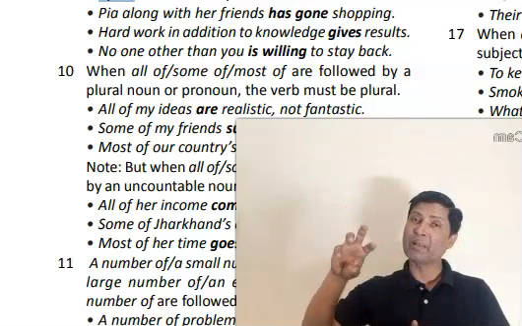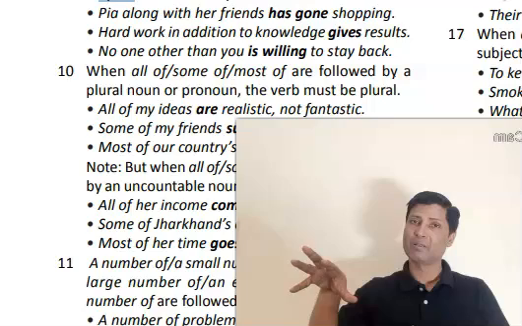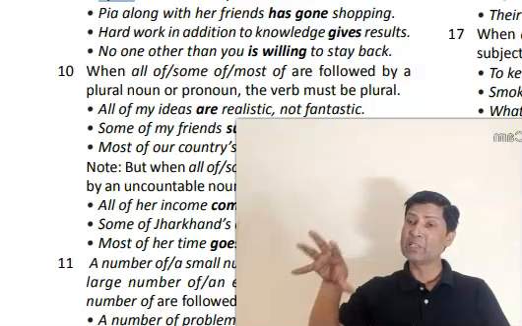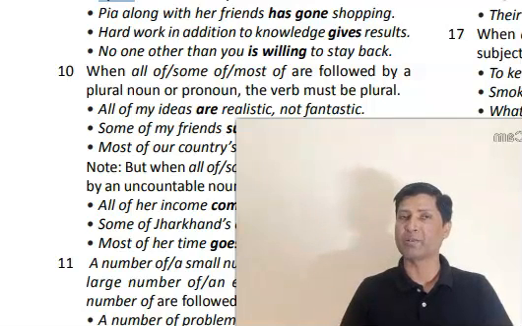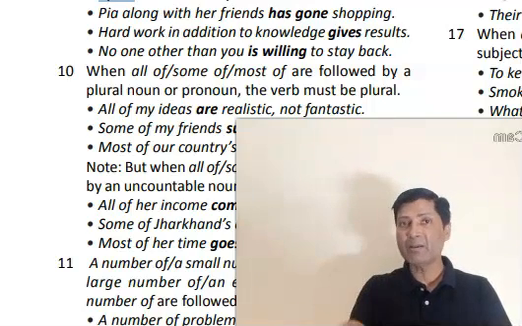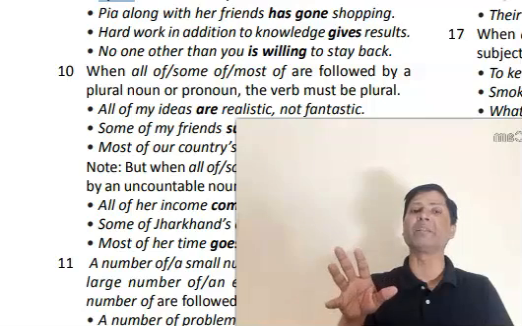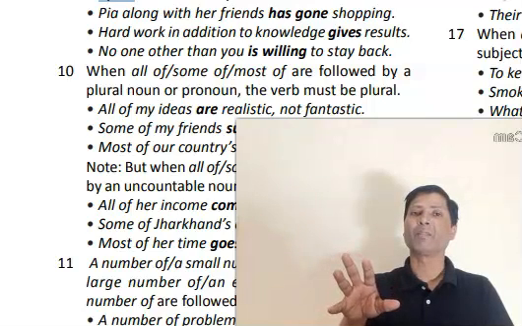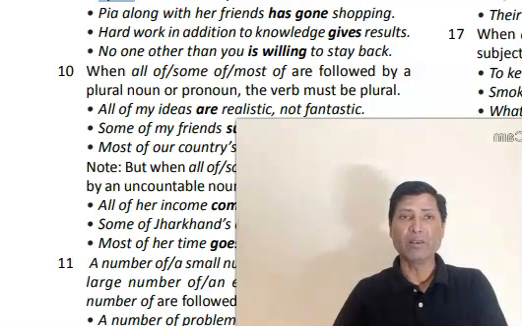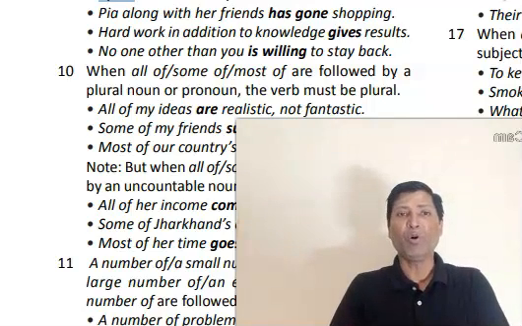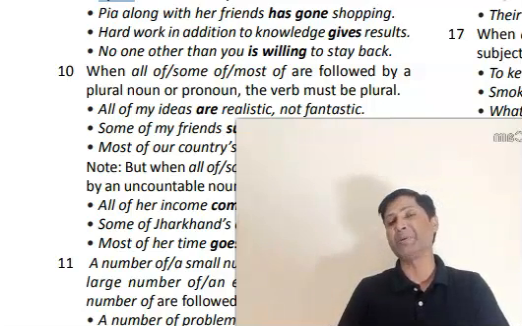So how should you apply these rules? At the end of this chapter you will find surefire shortcut tricks that will summarize the entire rules. You do not have to remember this, but of course, practice is the only key to the solution. Now you see rule number 10: when all of, some of, most of are followed by a plural noun or pronoun, the verb must be plural.